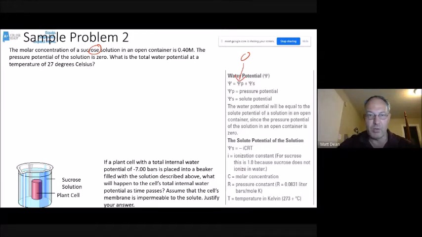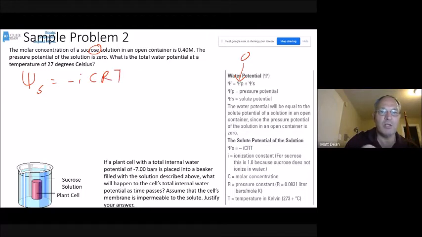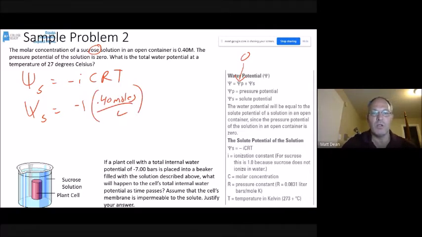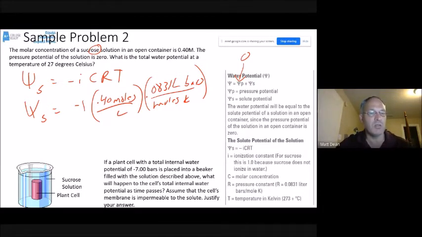Again, our pressure is 0. Let's calculate our solute potential using negative iCRT. We already said that since this is a sugar solution, i is 1. The concentration is 0.4, and again we're going to write that as moles per liter so we can cancel units. R is always 0.0831, liters times bars over moles times K. Our temperature is 27 Celsius. We need to add 273 to that and get 300 degrees Kelvin.